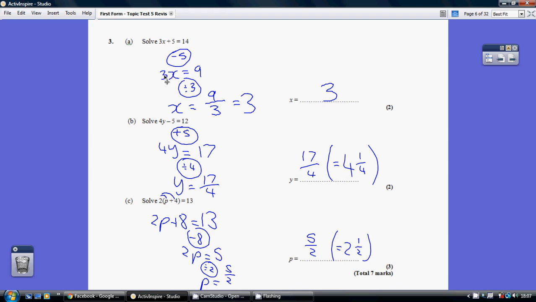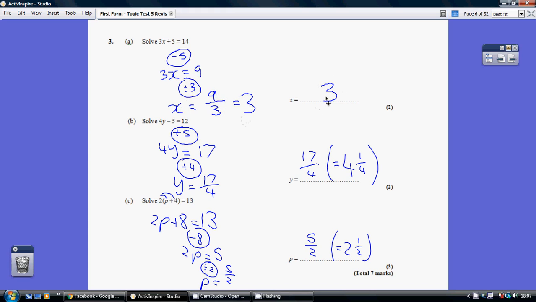This means 3 times x, or x times 3. How do we undo a timesing by 3? Well, we divide by 3. Pop that in a circle and follow that instruction on both sides. So 3x divided by 3 is x. 9 divided by 3 can be written as 9 over 3, and that equals 3.